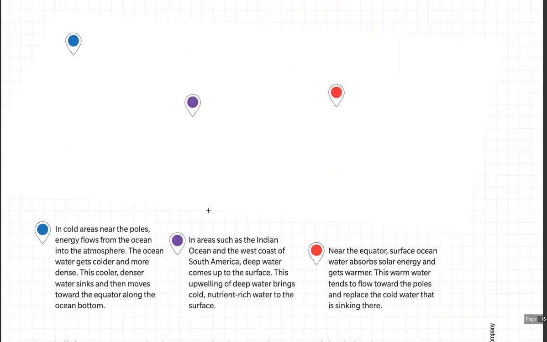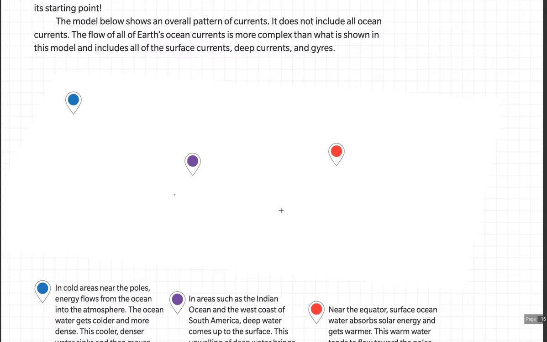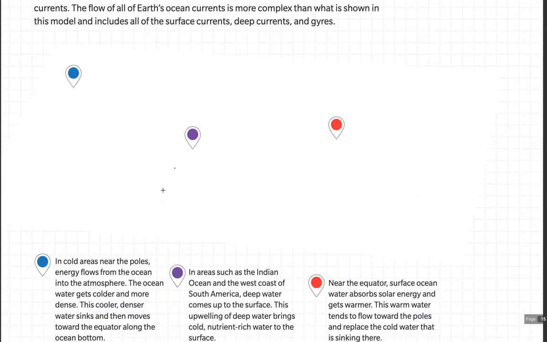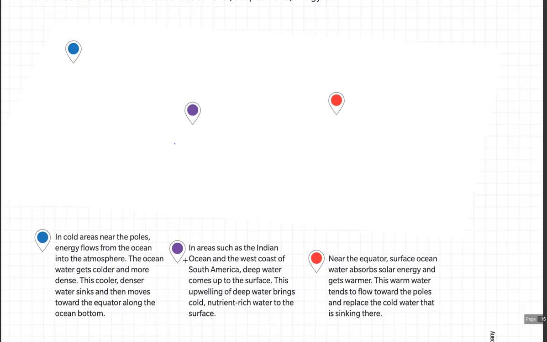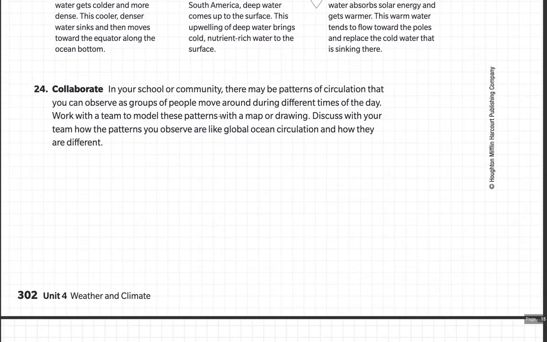Global ocean circulation. What's happening with this picture? The model below shows the overall patterns of currents. It does not include the ocean currents. So this picture that you can't see, but you'll be able to see it, has these little pictures describing what's in the picture. You could read those if you want. I'm remembering what the picture says.